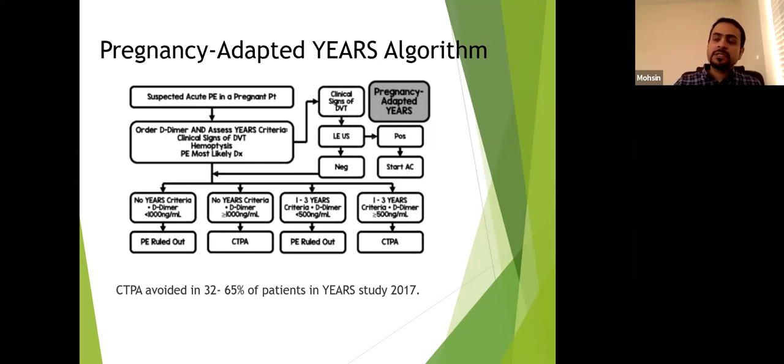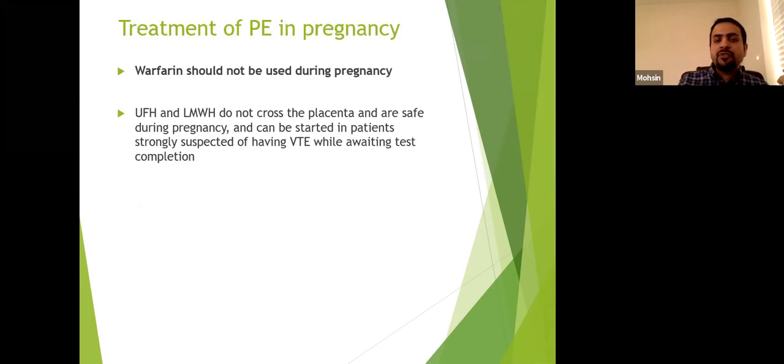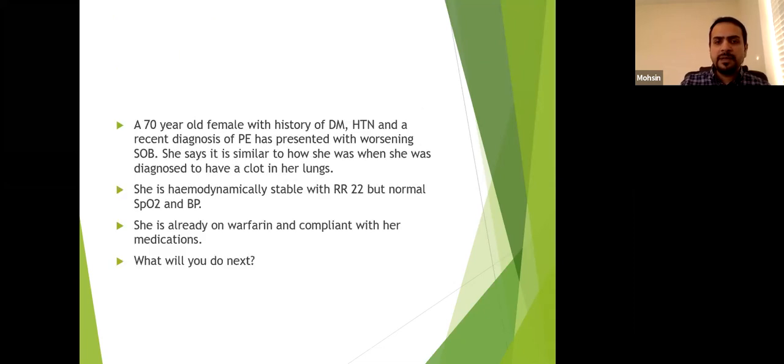According to this study, the YEARS group that did this study were able to avoid about 30 to 60% of CTPAs in their study. So it's a very big number that you can avoid in patients like that. Treatment in PE, you cannot give warfarin because of the teratogenicity, obviously. So you can give unfractionated heparin or low molecular weight heparin because they don't cross the placenta and they can be safely given.